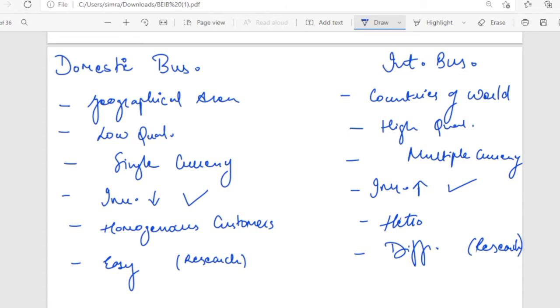So when you're setting up a business, don't you think you will be doing research? Yes, you'll be doing research. When you're doing research in domestic business, that is in your country, it will be easy for you, because you know the language, because you know the people, you might know some relatives and friends, and you know what the taste preferences of the people are. So it is quite easy to do research in your own country for domestic business.